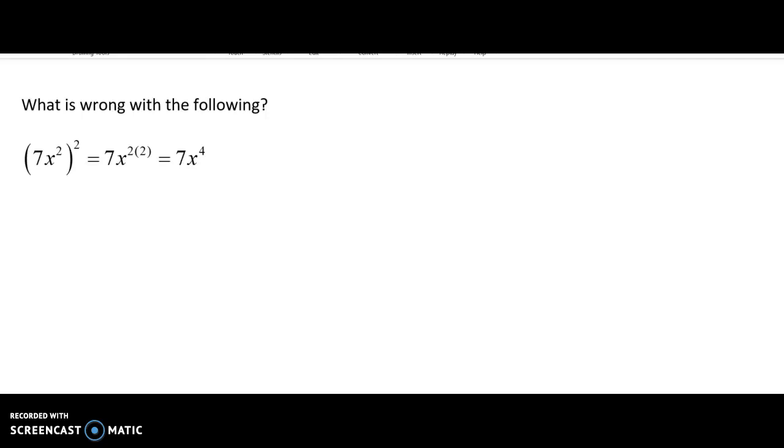You'll note here that the 2 was only applied to the x squared term. As I explained before, that 2 needs to be applied to each factor inside your parentheses. So we shouldn't have 7x to the 4th, we should have 7 squared x to the 4th, or 49x to the 4th. Once again, that exponent outside your parentheses should be applied to each factor within the parentheses.